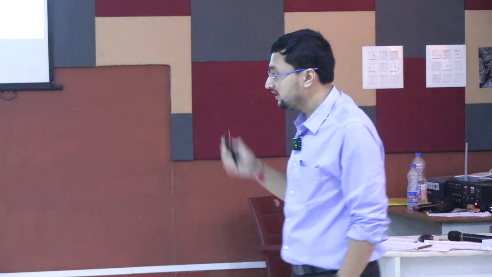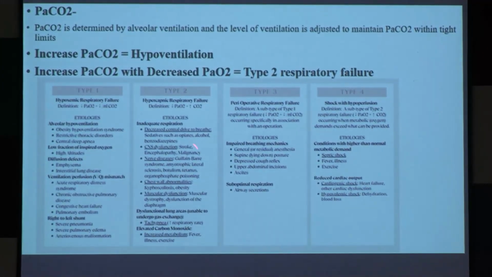It's a new form of type 2. This is also type 2 respiratory failure, type 4, but it occurs during septic shock and sepsis. But broadly আমাদের এখন ডিভাইড করে টাইপ 1, টাইপ 2, টাইপ 3, টাইপ 4 এখন বলা হয় না, ঠিক আছে? So these are the etiologies of type 2 failure.